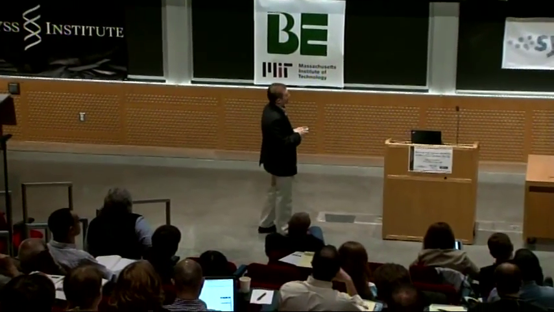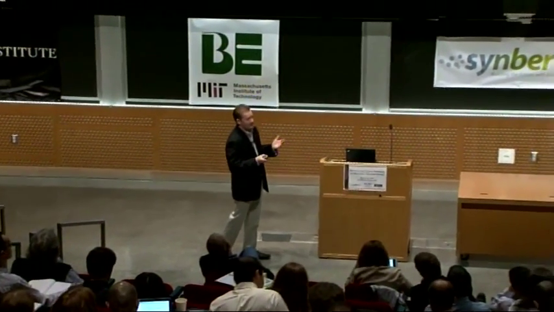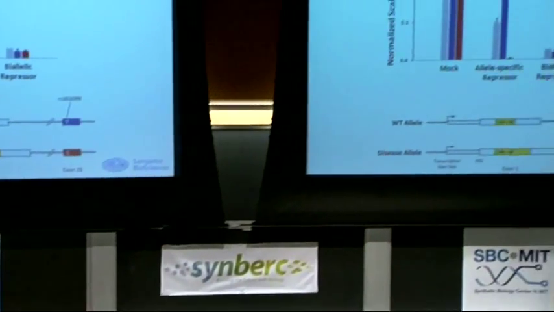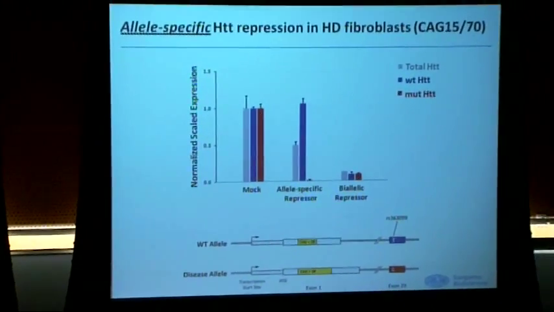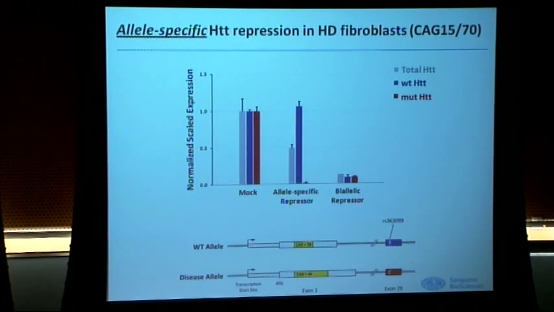And so in all the experiments that follow, this is going to be the way it looks. I can measure in gray the total Huntington output, so this is just how much Huntington is in the cell. But I can also, using these individual primer probe sets, measure how much of the mutant or the wild type there is. And mutant's going to be in red, and the wild type in blue.